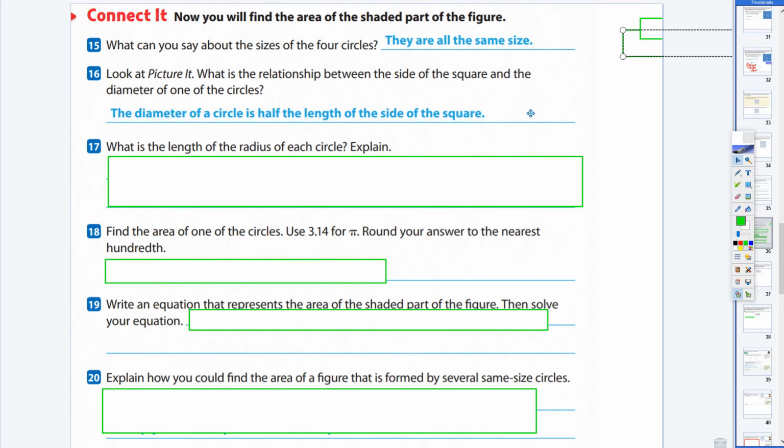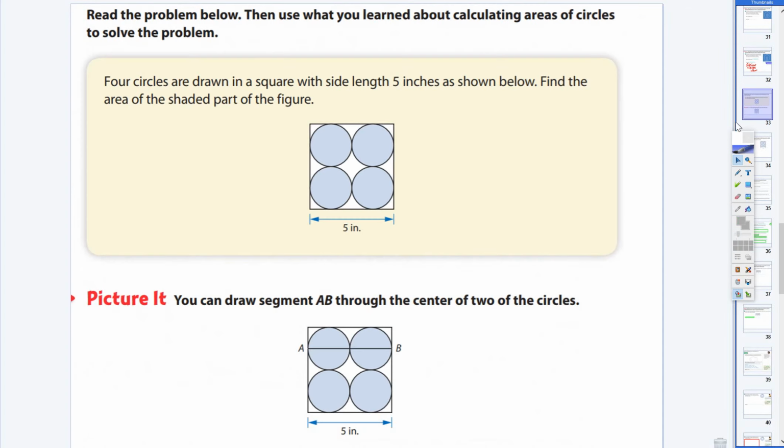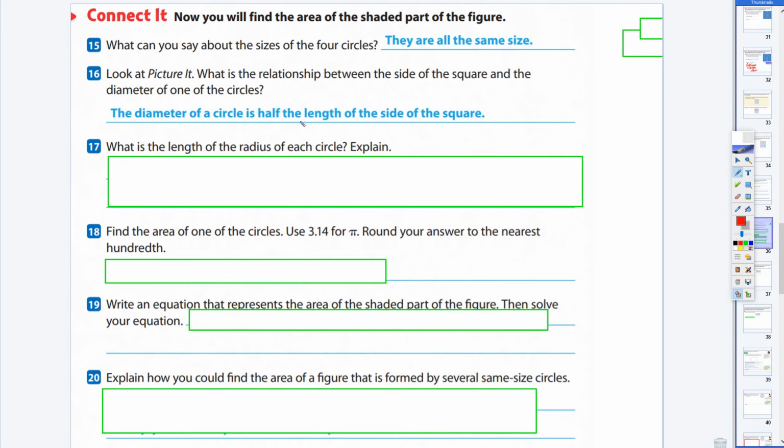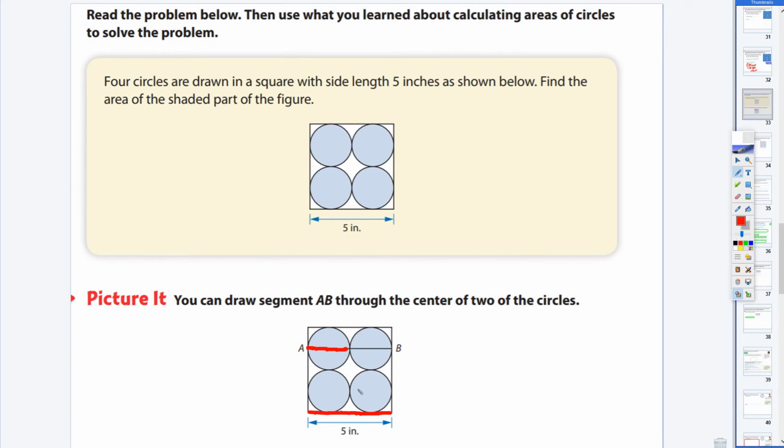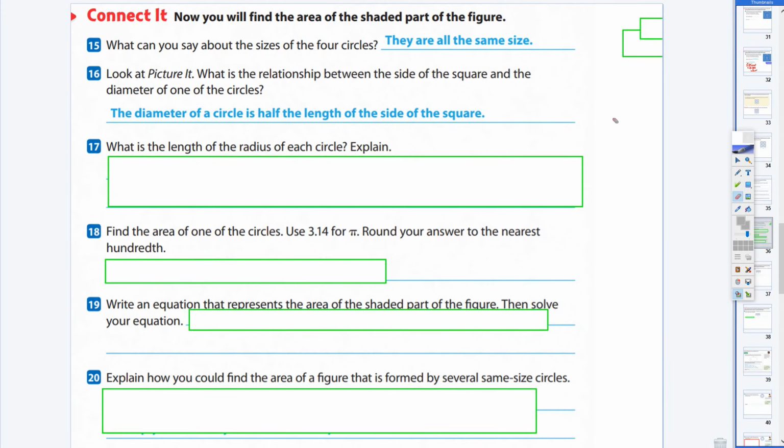Let me go back so I can show you what that means. The diameter of one circle is half the size, like they say, or half the length of the side of the square. So the side of the square is 5, and you can see that half of it is the length of one of the circle's diameter. Now it says, what is the length of the radius of each circle? Well, we did that.